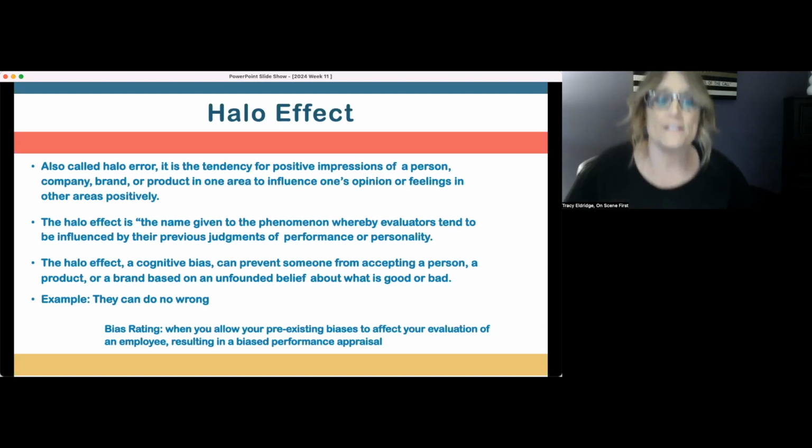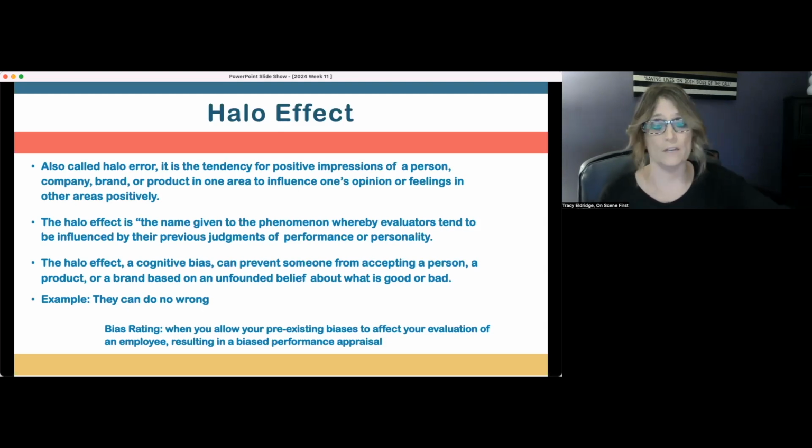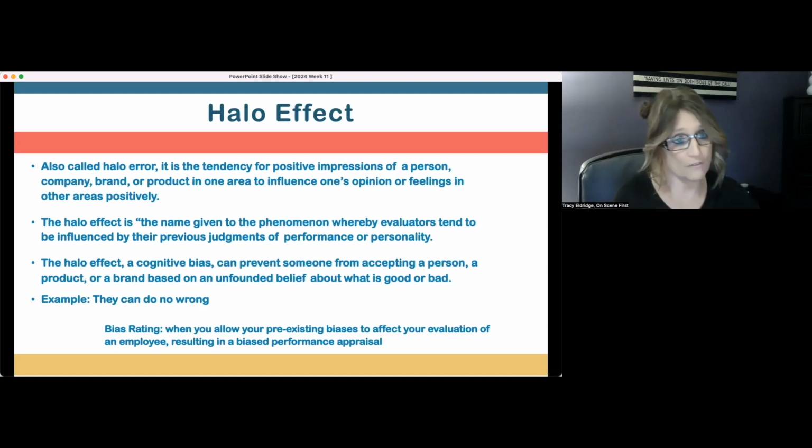The halo effect is the name that is given to the phenomenon whereby evaluators tend to be influenced by their previous judgments of performance or personality. Meaning, yeah, maybe I was really good in the beginning of my career. I gave a lot of effort. I did a great job, but something's not working right now. Something's not going well. I'm not doing what I'm supposed to be doing. Oh, she's just having a bad day, kind of blowing it off, etc.